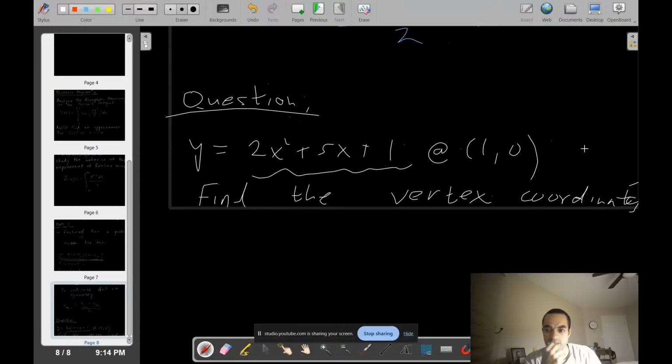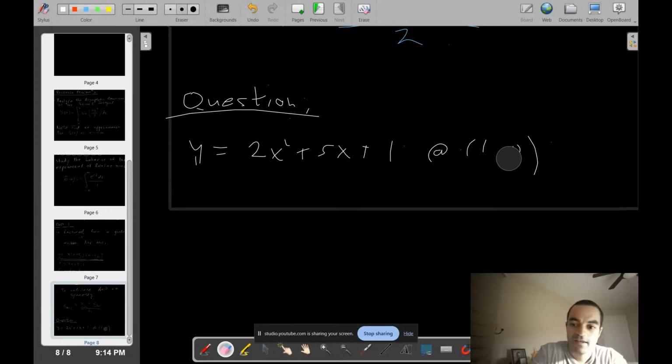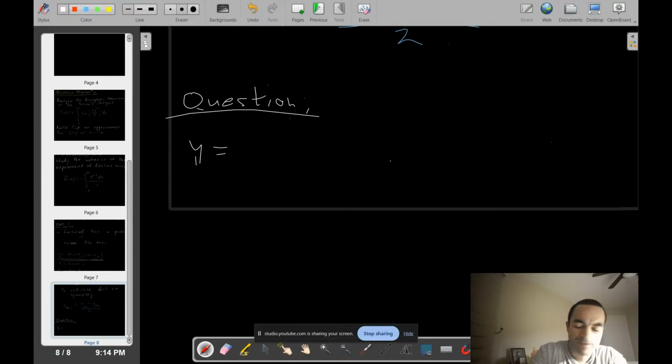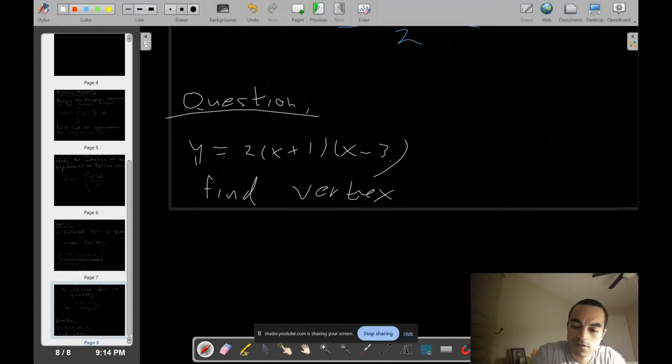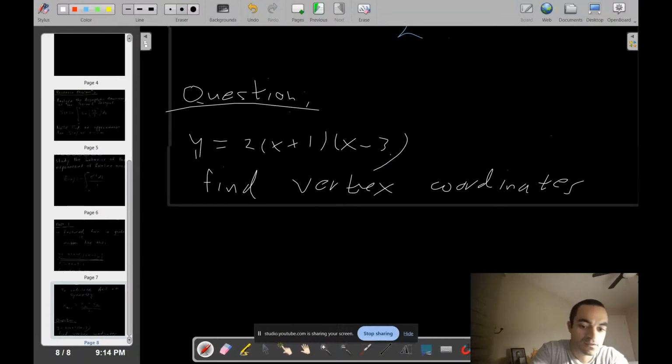But we're going to look at, just one second, sorry, I should have made it in factored form, not vertex form. Y equals 2 times (x + 1) times (x - 3). And let's say I said find the vertex coordinates. What you would do is b over 2a, as you mentioned, or the x-axis of symmetry equation. So I'm going to do that.